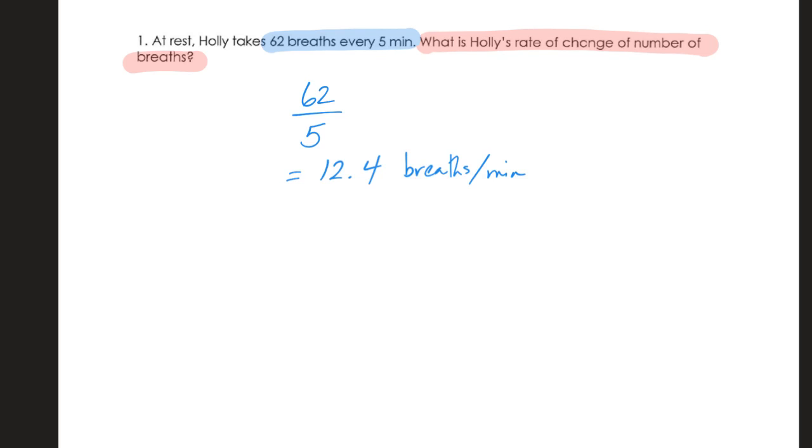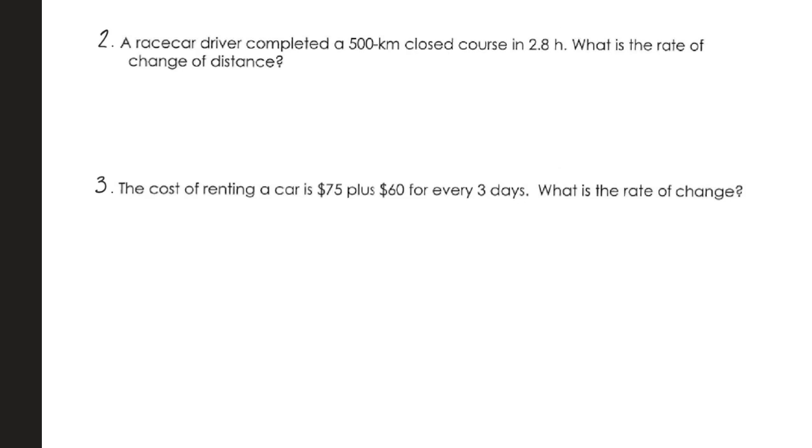Okay, let's jump into the next one. This is where I said we're going to bounce around a little bit. So we're going to jump down to the race car driver. My number will not match up with your number, and that's okay. A race car driver completed a 500-kilometer closed course in 2.8 hours. What is the rate of change of distance? Then take a look at question 3, not your 3, but 3. The cost of renting a car is $75 plus $60 for every 3 days. What is the rate of change? So what I would like you to do is answer both of those questions. Okay, pause the video now.